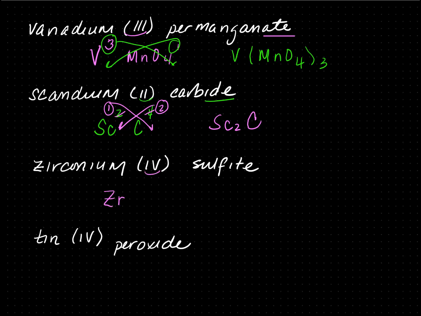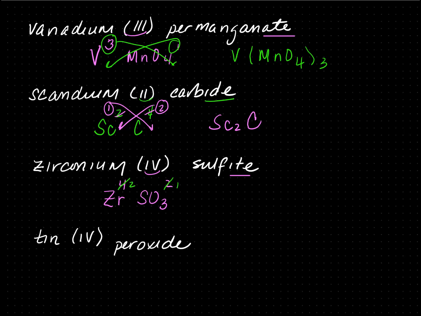Zirconium 4 phosphite. So zirconium is Zr. Charge is given as 4. Sulfite. ITE is a polyatomic, so that's SO3. Charge is 2-. This is reducible by 2, so sulfite becomes 1.